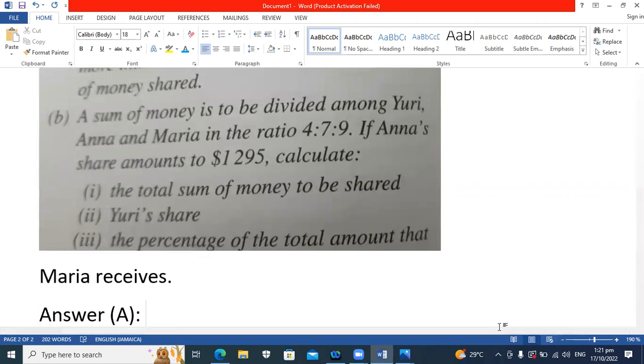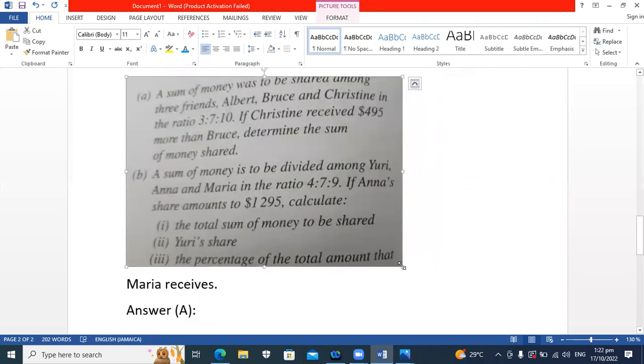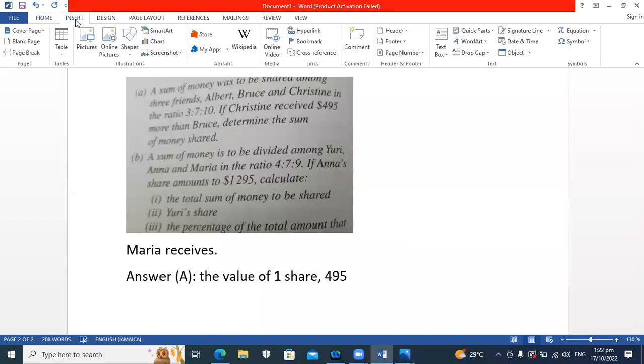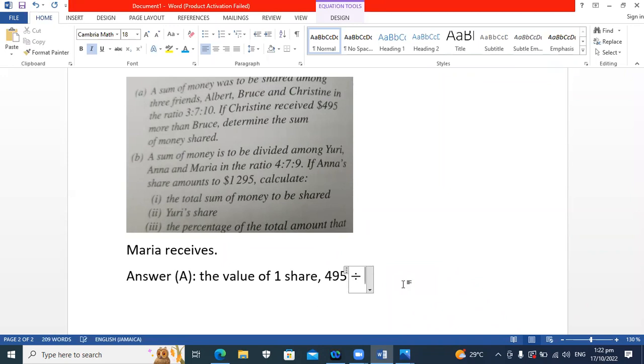So sometimes, if you miss class and you see the solution, you want to know where the number comes from, and you don't know. So the value of 1 share would be 495 divided by 3. 165. Divided by 3. All right.